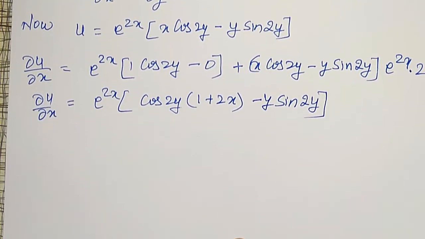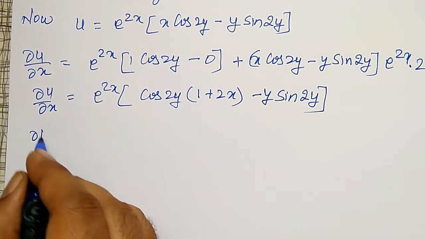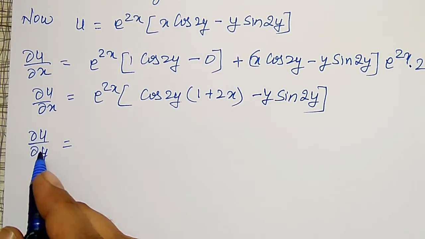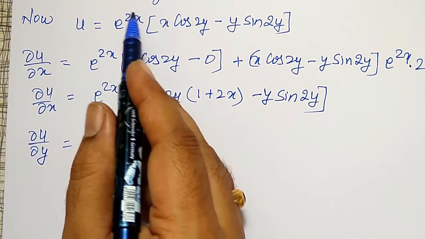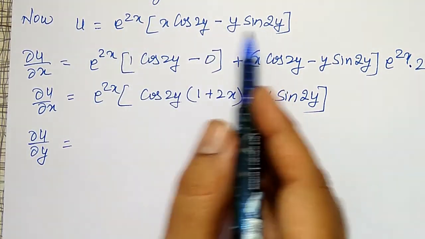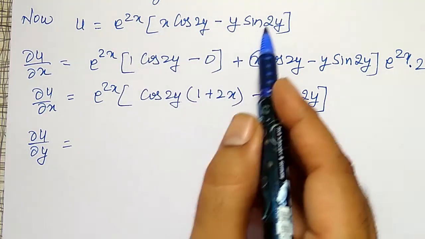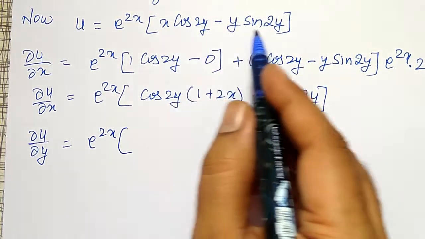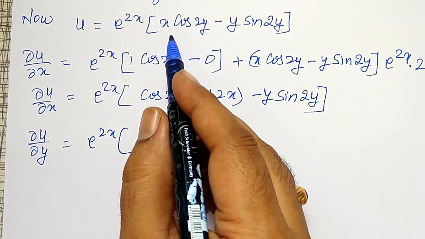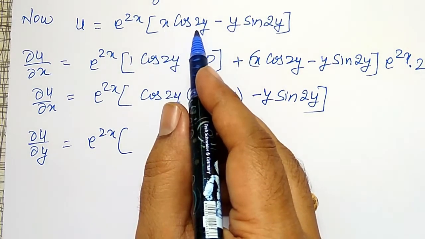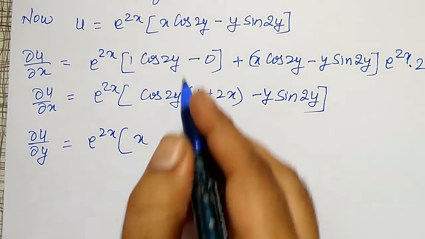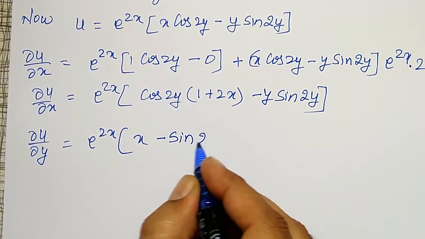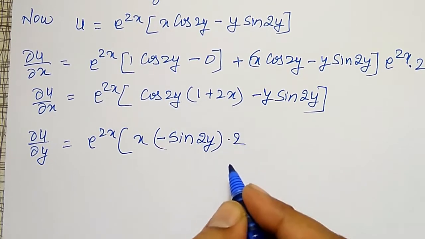Similarly, dou u by dou y I have to calculate. Dou u by dou y is equal to the partial derivative with respect to y. While differentiating partially with respect to y, e raised to 2x is constant and multiplied, therefore there is no need to apply the product rule for the whole term. This one only I have to differentiate partially with respect to y. x into cos 2y is there, again x is constant; the partial derivative of cos 2y will become minus sin 2y into 2.